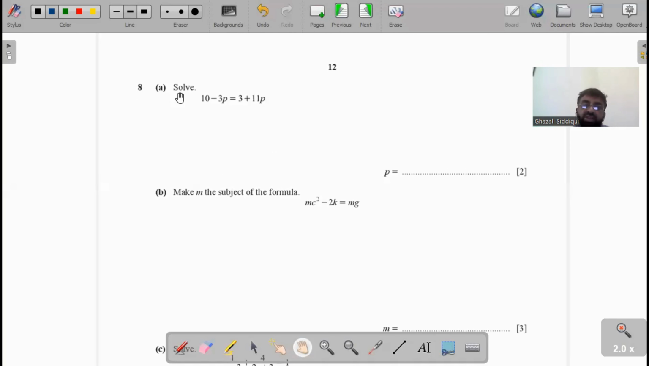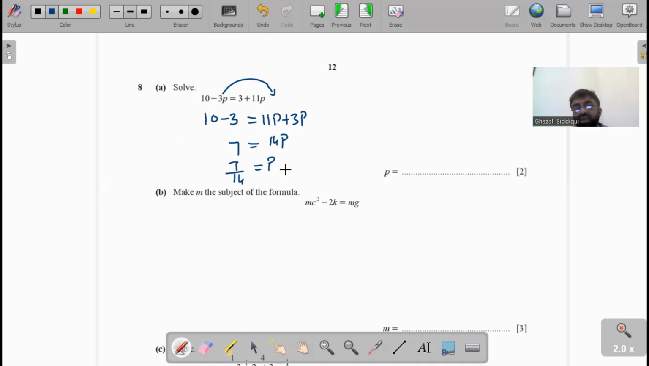Question 8, part A, solve 10 minus 3p equal to 3 plus 11p. Now the term minus 3p will shift from the left side to the right side. We get 11p plus 3p, that 14p will be equal to 7, and p will be equal to 7 over 14, and that answer is 1/2.